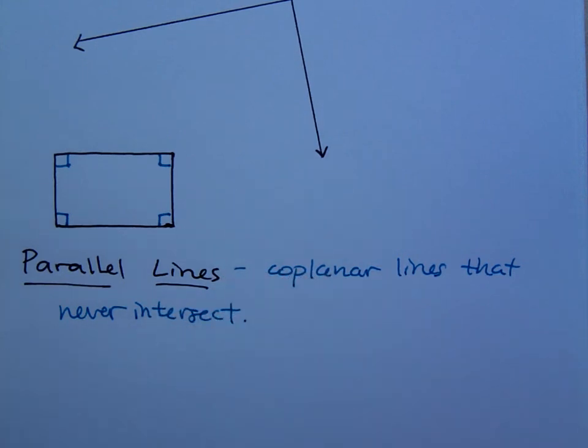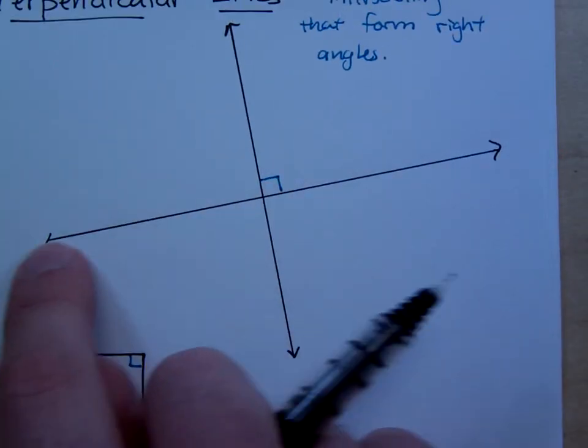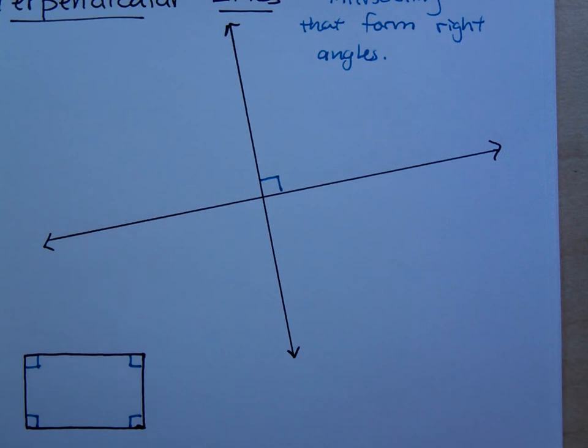Now remember, a plane is just a 2-dimensional surface. Like this piece of paper could be considered a plane as long as it was rigid. It doesn't curve or anything. If I were to draw 2 lines on here, that would be coplanar. Like up here, these perpendicular lines are coplanar because they lie on the same plane. But do they intersect? Yes. So they're not parallel.